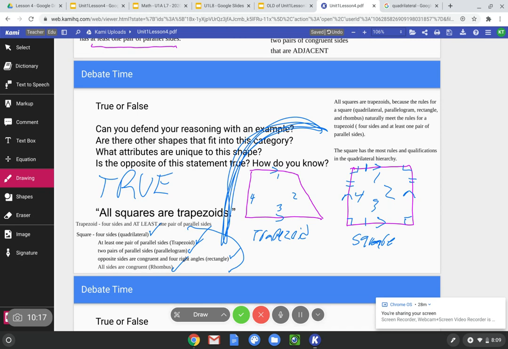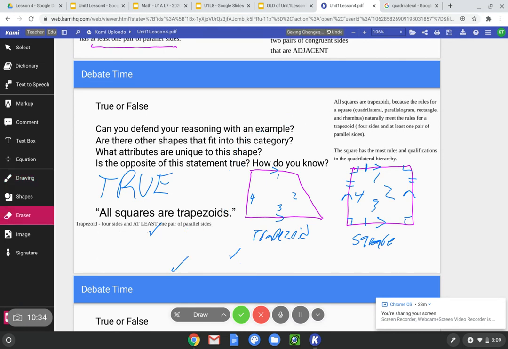Look at all these rules it has to follow, but look at how vague the trapezoid is. The trapezoid just has to have 4 sides and at least 1 pair of parallel sides. Look at all the other annotations the square has. It's much busier. It has a lot more jobs to do.